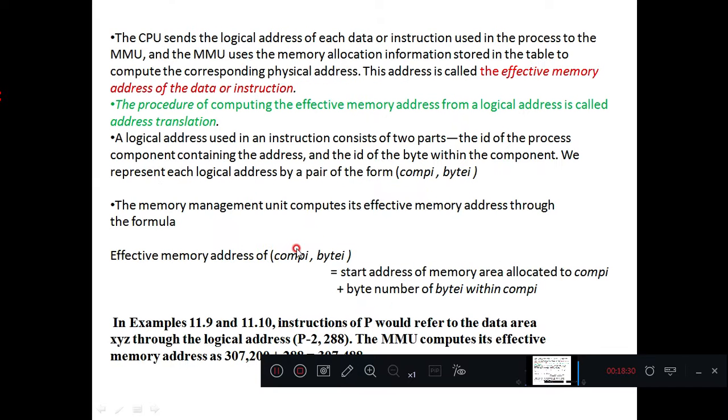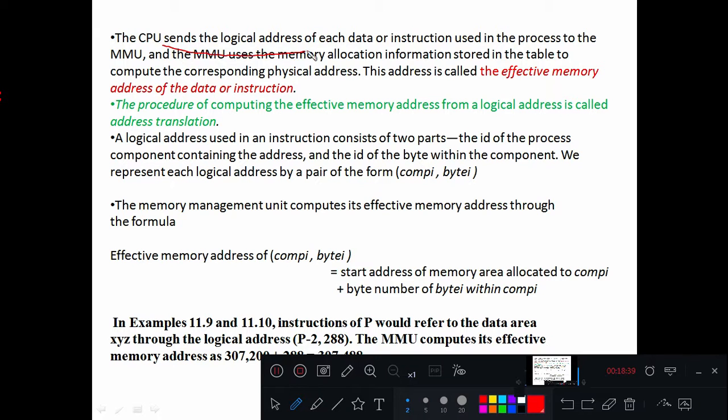So here how that particular address calculation is done is explained. The CPU sends the logical address of each data and instruction used in the process to the MMU, and the MMU uses the memory allocation information stored in the table to compute the corresponding physical address. Just now I explained with that diagram; the same thing I am just reading here. The address is called the effective address of the data or instruction. You can say either effective address or the physical address of data or instruction.